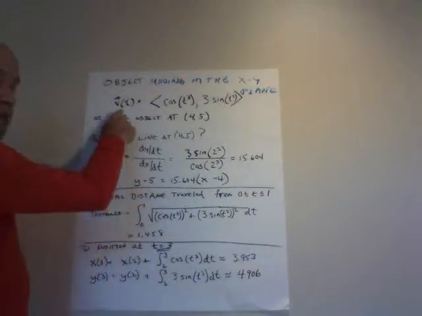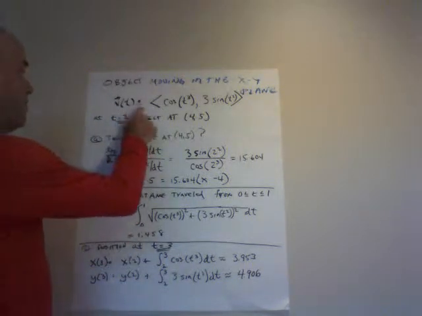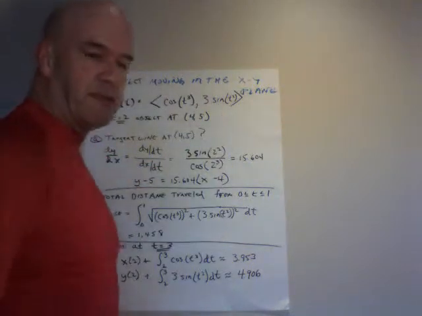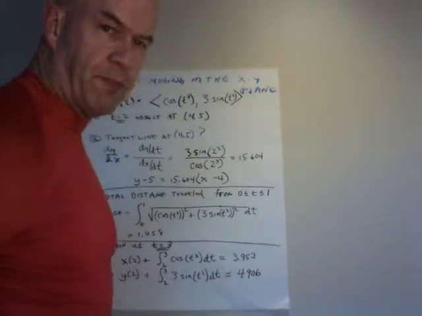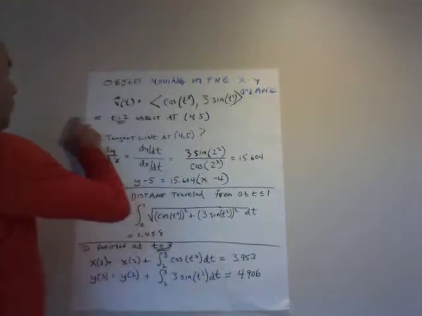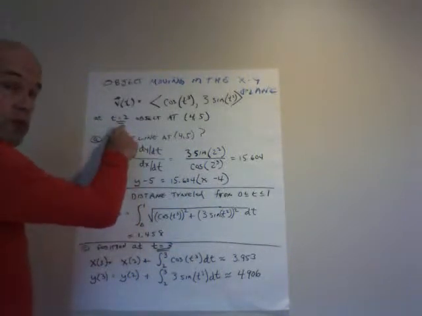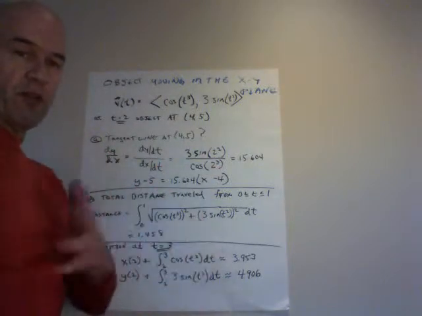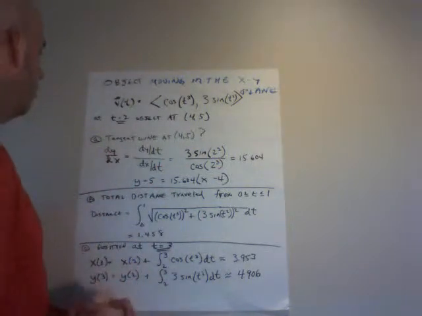And we're given the velocity vector. V of t is equal to cosine t cubed and 3 sine t squared. So at t equals 2, you always have to have a starting point, the object is at 4, 5. So that's giving you some more information.